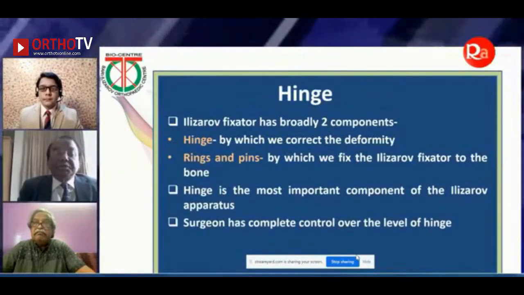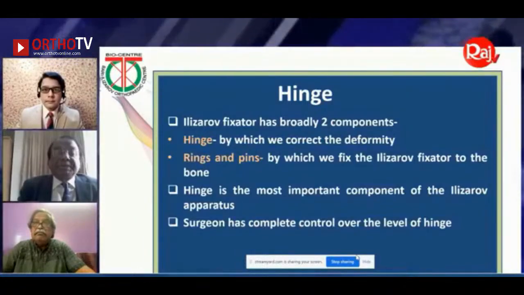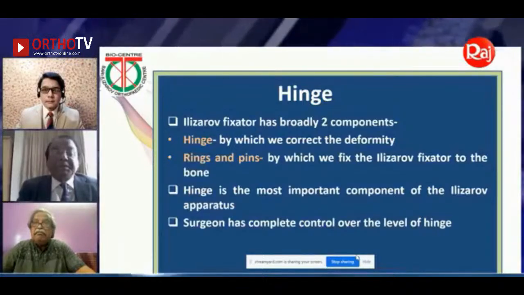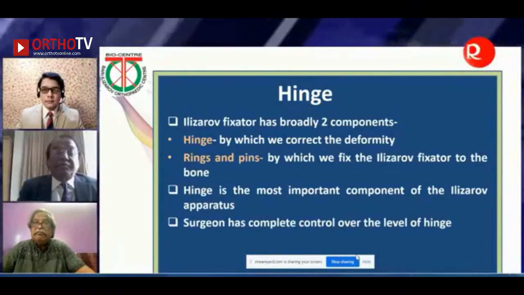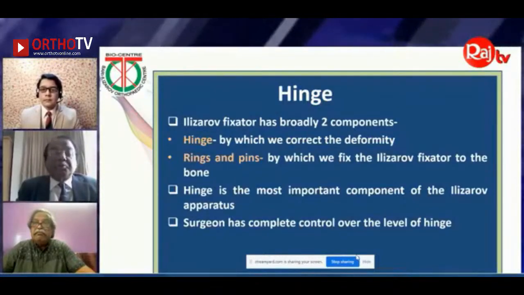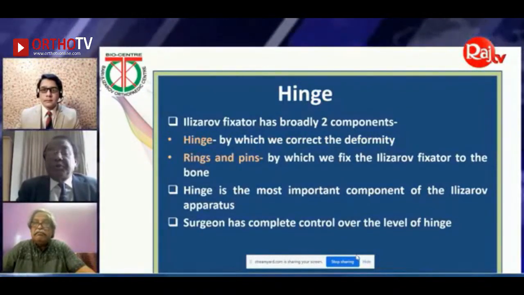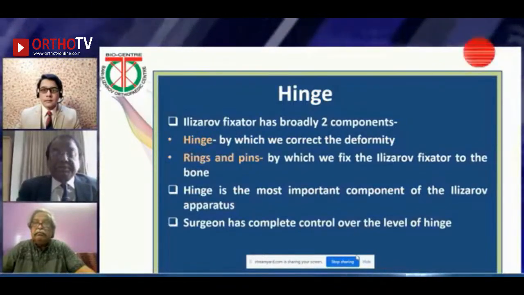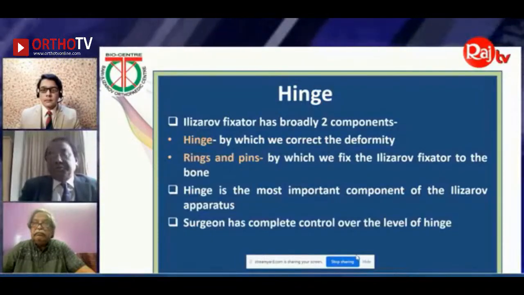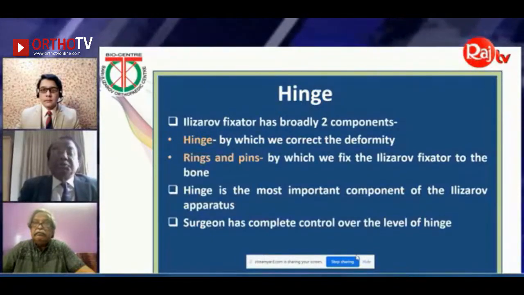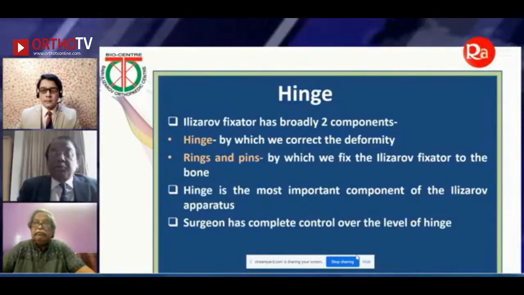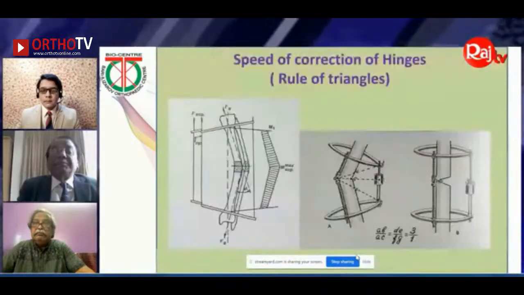Now, regarding the hinge, in Ilizarov surgery, the Ilizarov fixator has broadly two components: hinge, by which you can correct any kind of deformity, and pins, by which we fix the Ilizarov fixator to the bone. Hinge is the most important component of the Ilizarov apparatus. Surgeon has complete control over the level of the hinge. If you mismatch the hinge, you will not get good correction. So, surgeon has complete control over the level of the hinge.